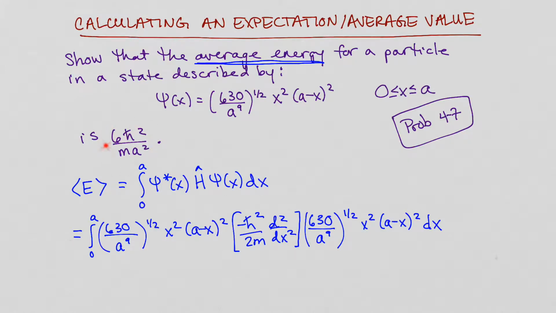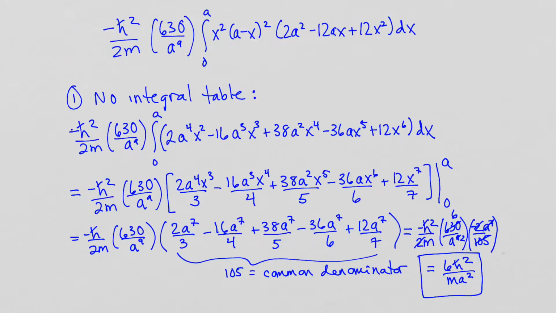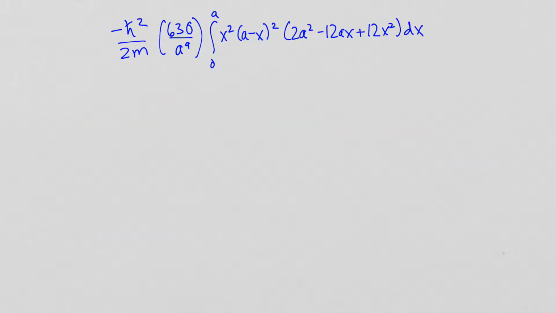6h squared over ma squared. All right, so that works. So that's sort of the long and windy road version. And I will just quickly show you one other version that invokes the use of an integral table. All right, so let's go back to this point in our solution. So we'll just do method 2. And this will be our integral table version.